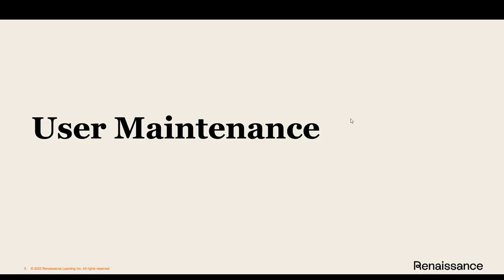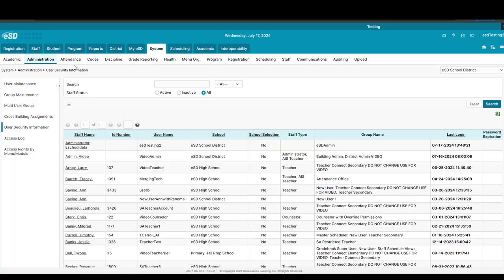The next updates are relative to user account maintenance. If we navigate to System, Administration, and User Security Information, you're going to see a few changes on this report. First, we've added a few different search options, so you can search for email ID, staff ID, and state ID. We've also included this last login column.